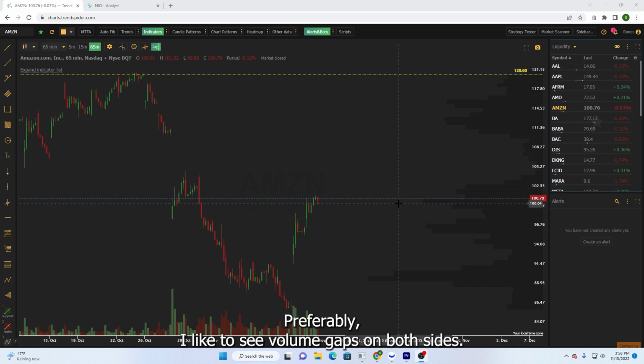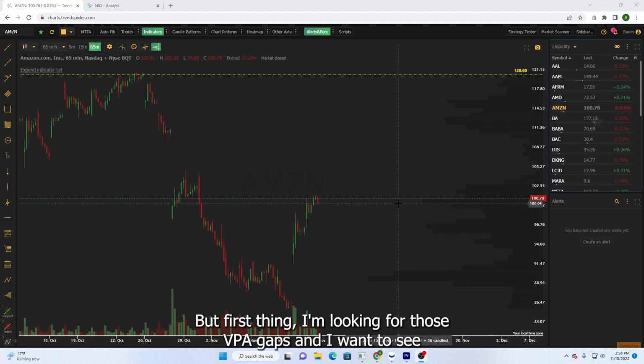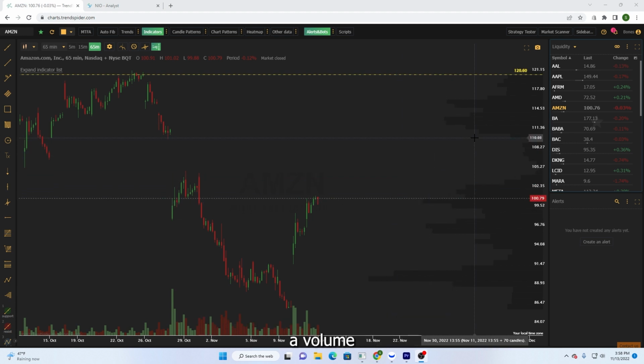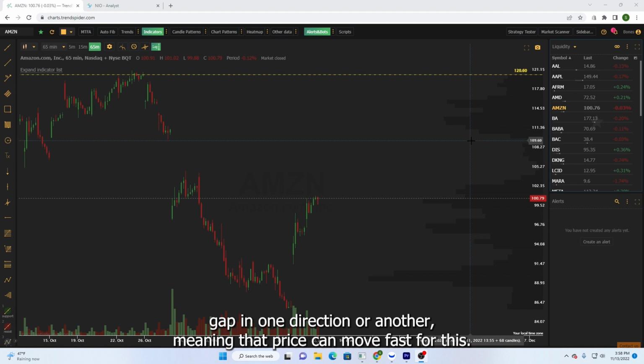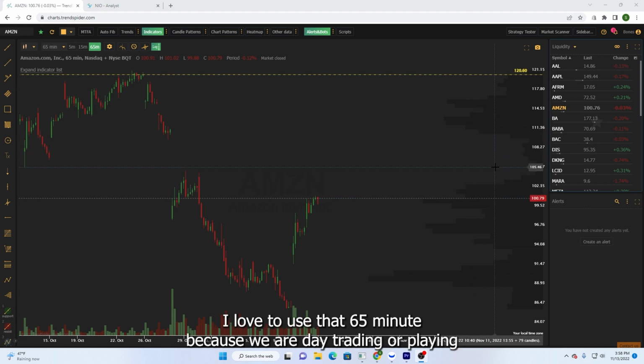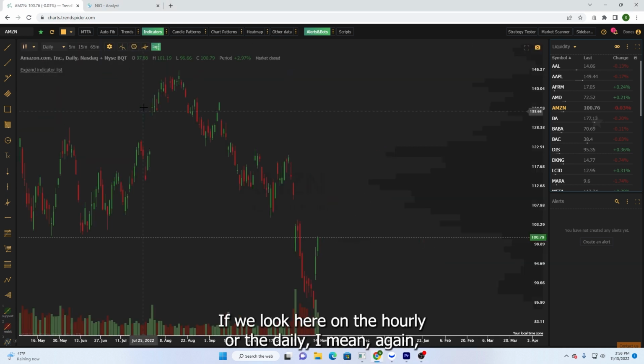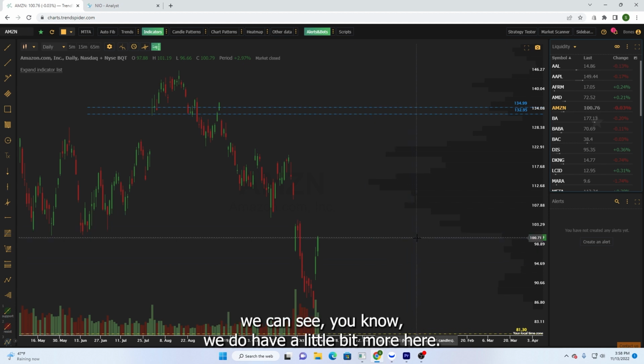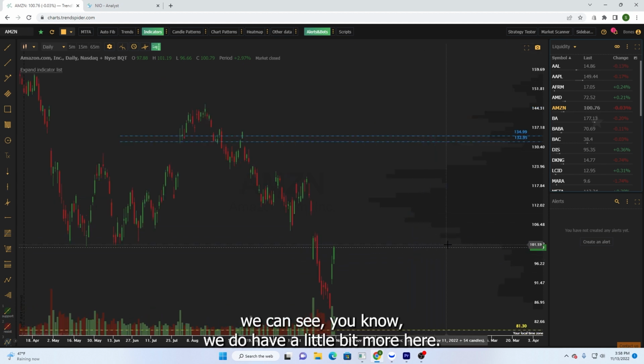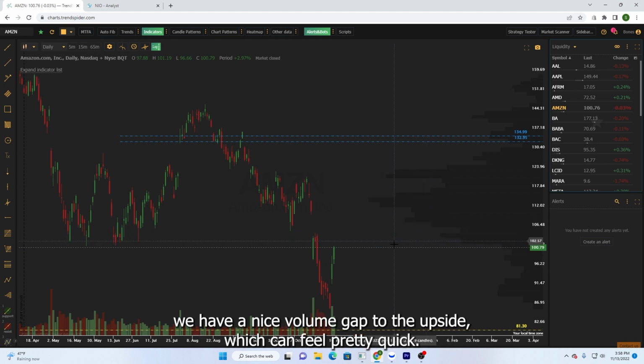Preferably, I like to see volume gaps on both sides, but first thing I'm looking for are those VPA gaps, and I want to see a volume gap in one direction or another, meaning that price can move fast. For this, I love to use that 65-minute because we are day trading or plan to day trade them. If we look here on the hourly or the daily, we do have a little bit more here, so this could be a nice range, but over those past couple of days, past couple of weeks, we have a nice volume gap to the upside, which can fill pretty quick.